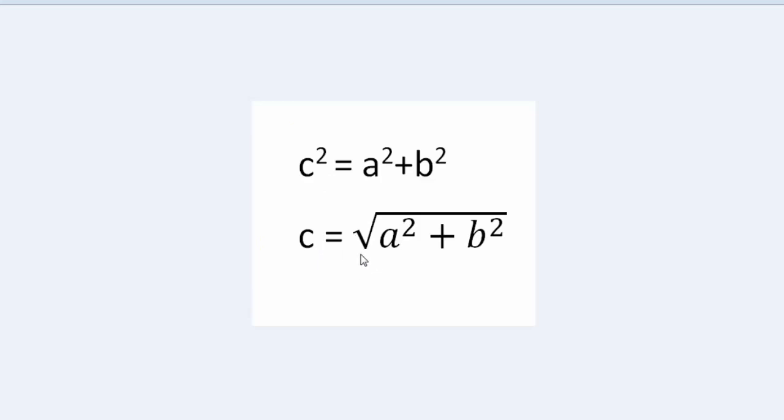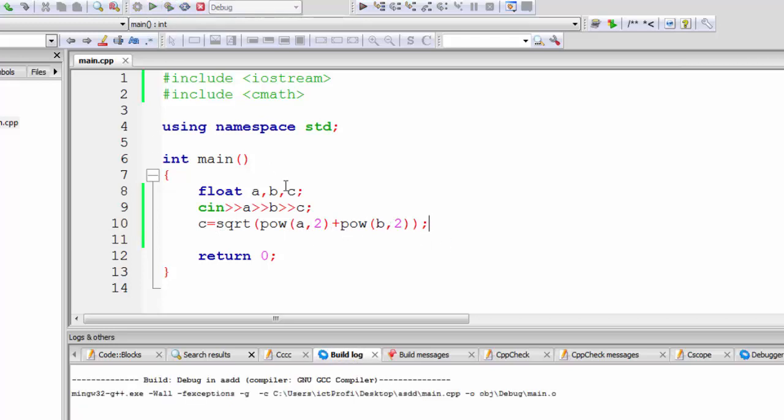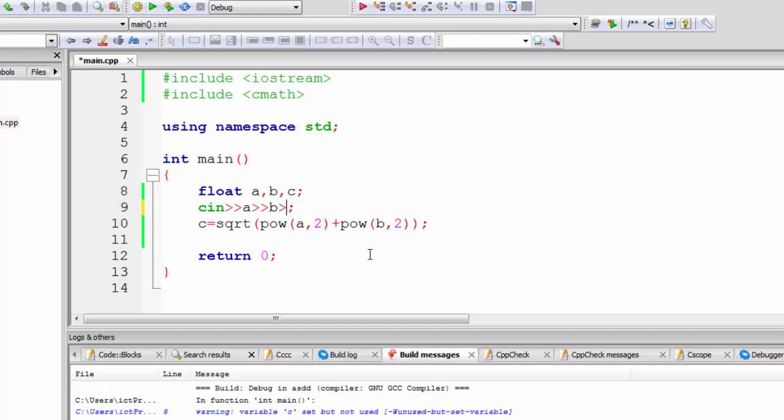Let's look at the equation again. C equals square root of a squared plus b squared, and let's see how it works. By the way, we don't need to input c because we're going to find c using a and b, and after that we will ask the program to display it. Okay, it's going to display what c is, and let's run it again.